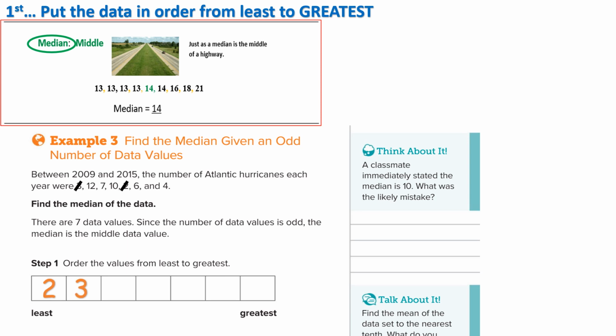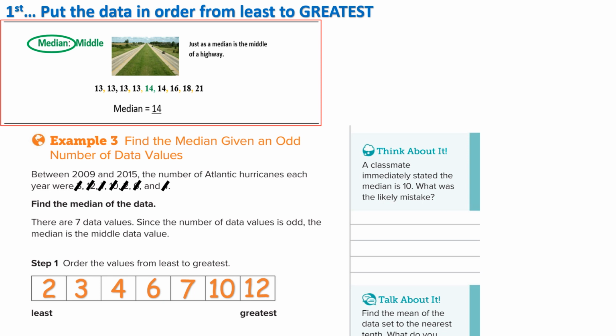And then I have a 3 and I cross it out. And then I have a 4 and I cross it out. I don't have a 5, I do have a 6. I get rid of it. My 7, notice I'm crossing them out in my data set each and every time, so I know that I've used them. My 10, and then my 12. All right, now they are in order from least to greatest.